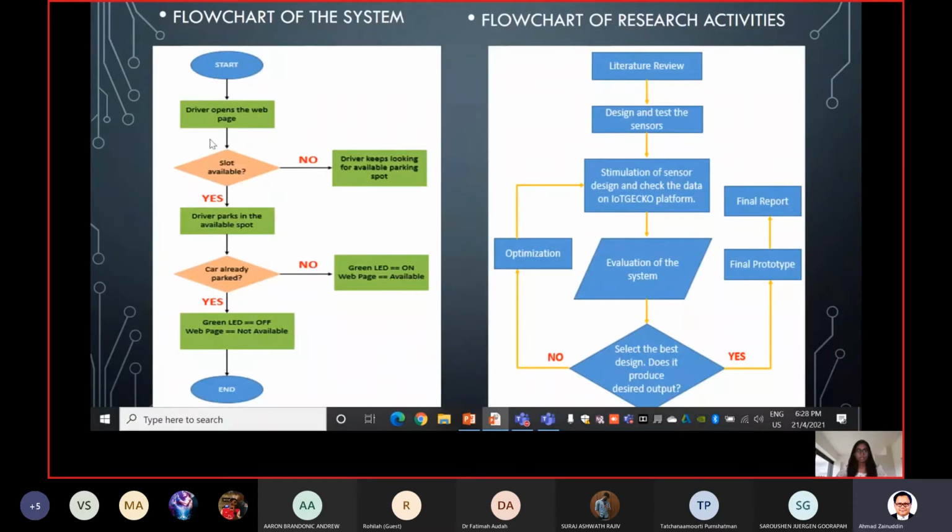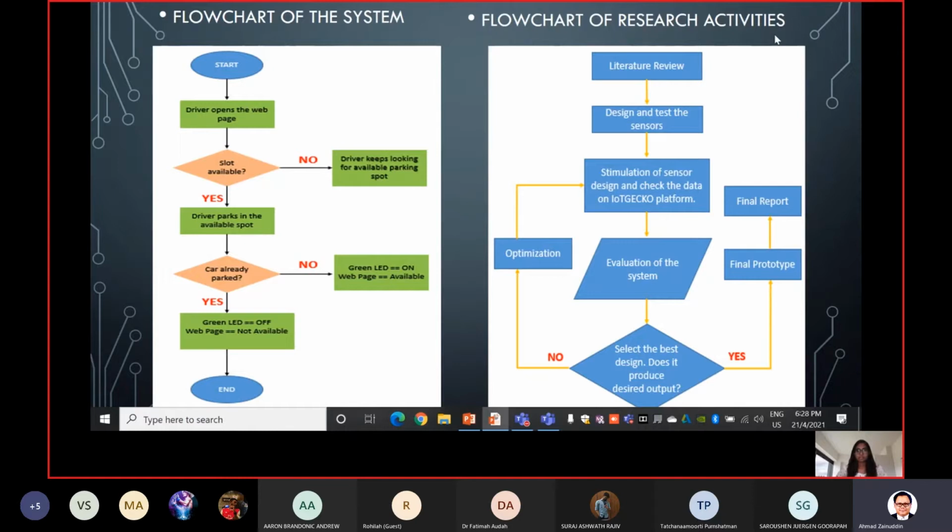So when the driver opens the web page, he or she should be able to see whether the parking slot is available or not. If it is yes, then the driver can park the car. If it is no, then the driver has to keep searching for an available parking spot. If the car is already parked, the green LED will go off, and the web page will update saying that there is no more available parking space. And if the car is not yet parked, the green LED will still be on, and the web page will show there is still parking space.